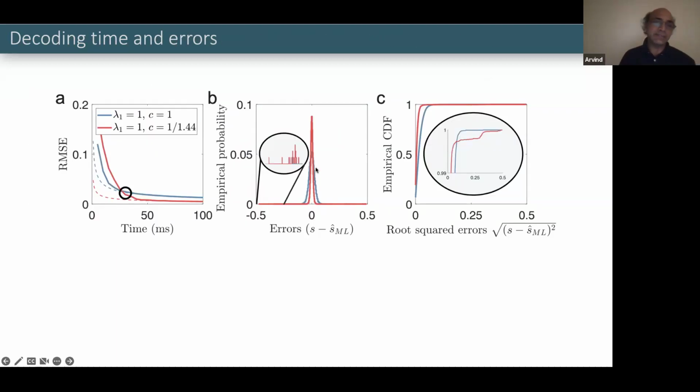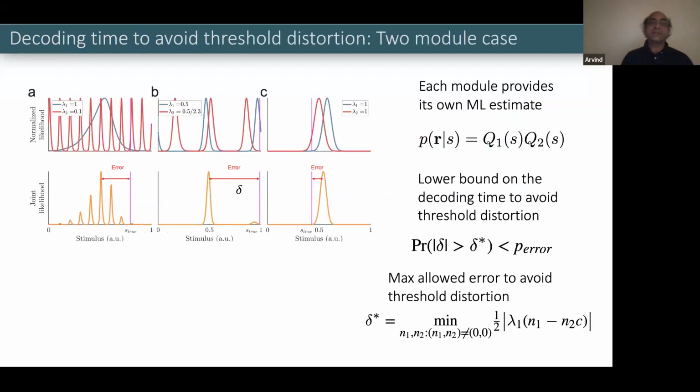So yeah, that's the issue that is happening now, that we have threshold distortions still continuing. And then we formulate this problem as a time problem: how much time do you actually need to avoid threshold distortions? So this is how we pose this problem. Let's assume that we have two modules only, one single peak, and one which is periodic.